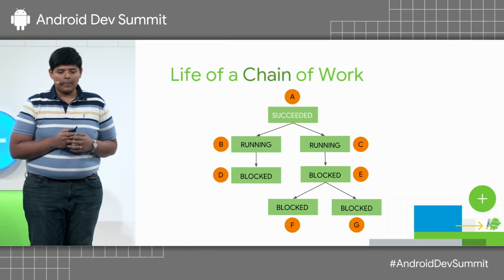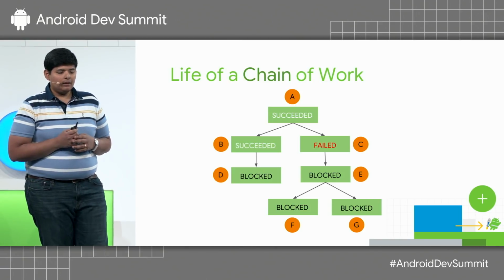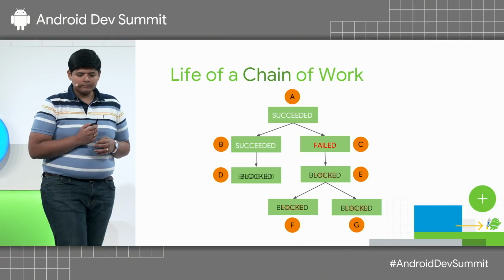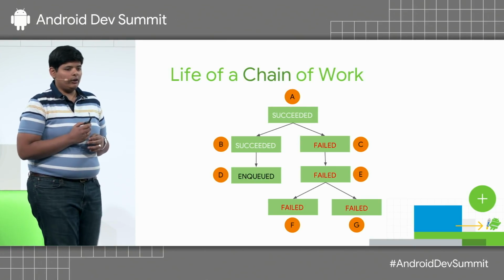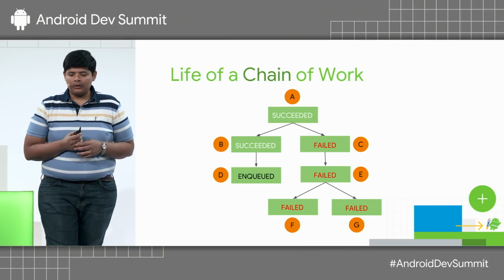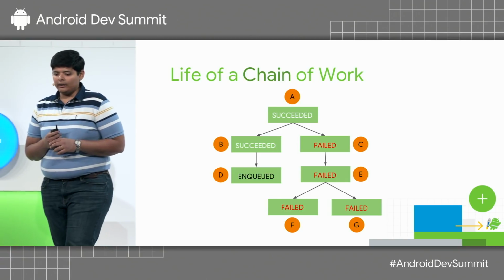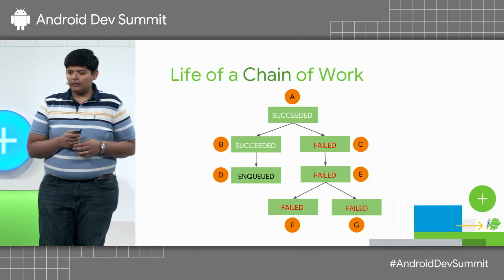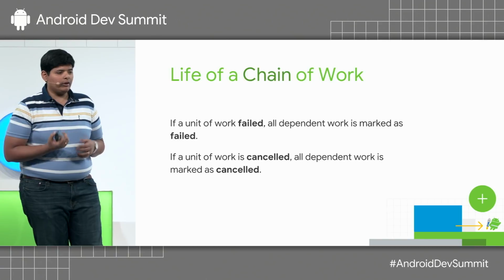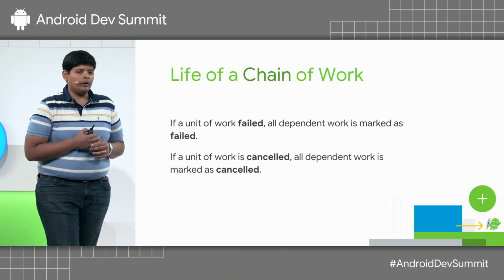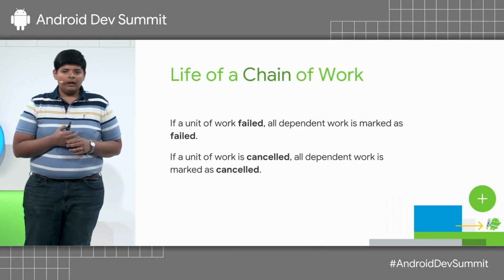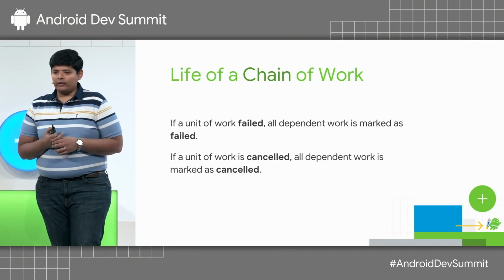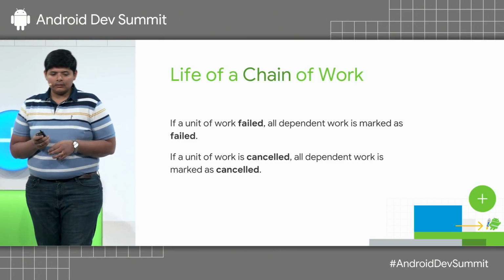What happens now? Because B succeeded, it unblocks D. So D goes into the enqueued state. But notice what happened to E, F, and G. They all failed. So the key takeaway is that if a unit of work fails, then all descendant work is also marked as failed. If a unit of work is canceled, then all of its descendants are also marked canceled.